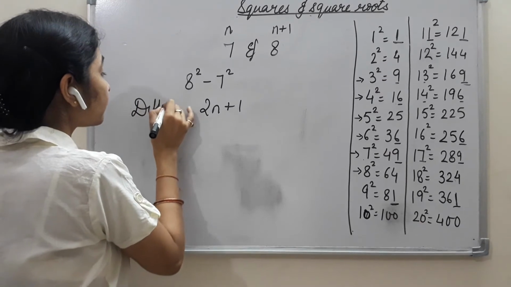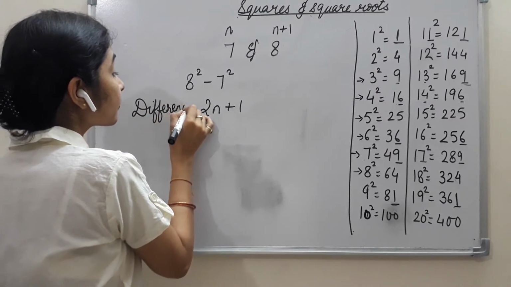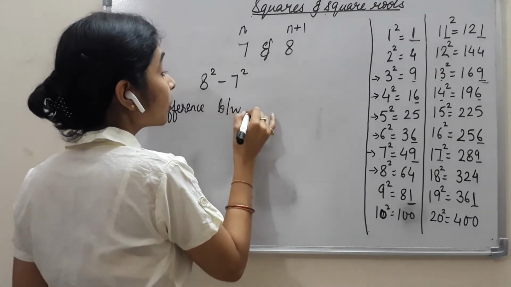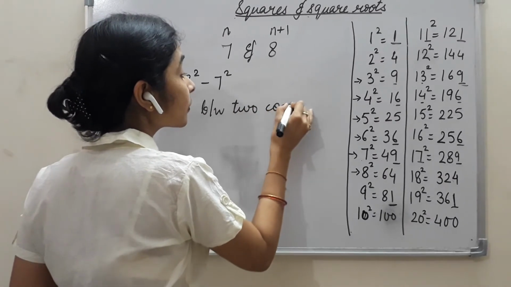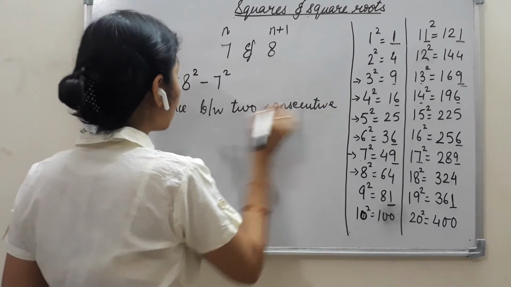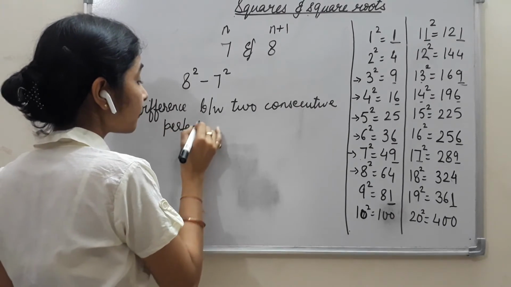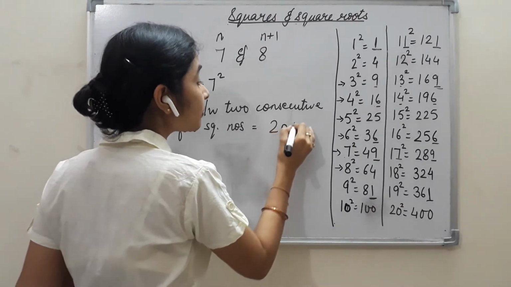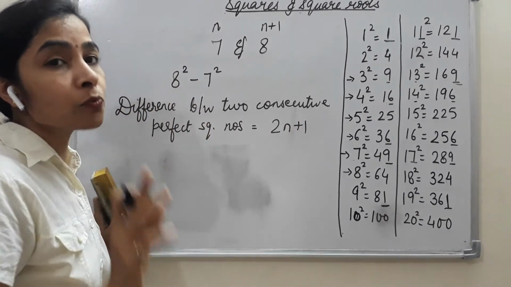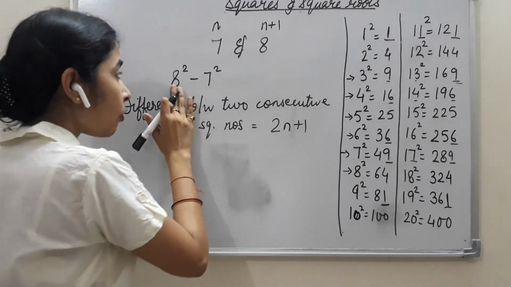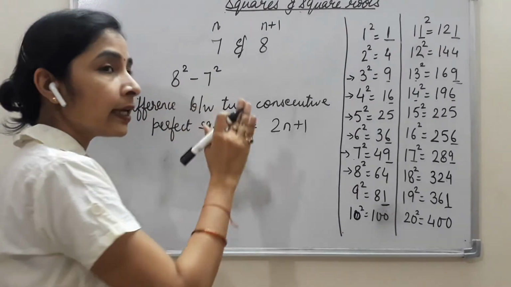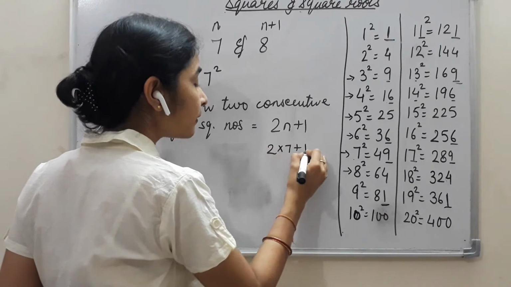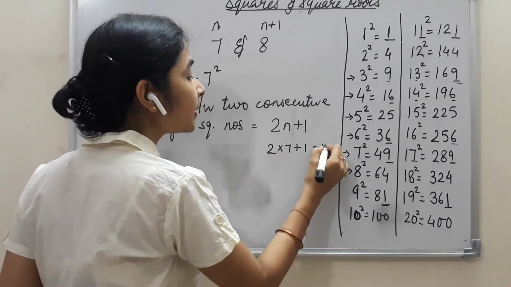The difference between two consecutive perfect square numbers is always equal to 2n plus 1. n is always the smaller number. So if I want the difference between the square of 8 and 7, what I will do is 2 into 7 plus 1, that means 14 plus 1, which is equal to 15.